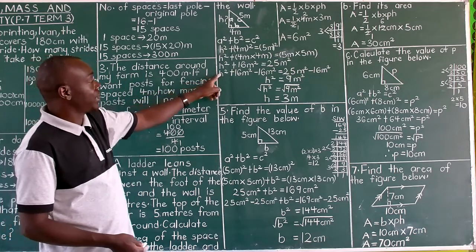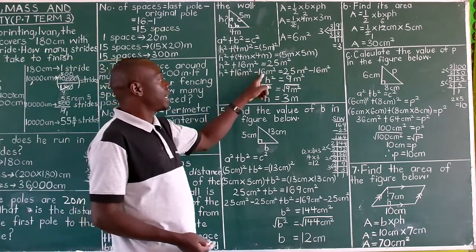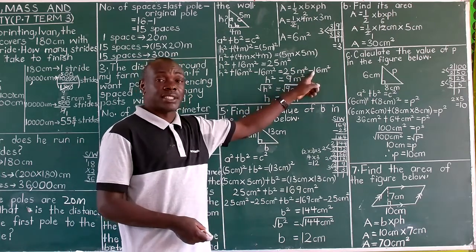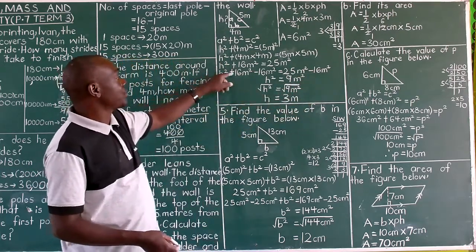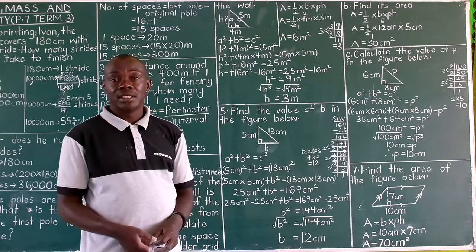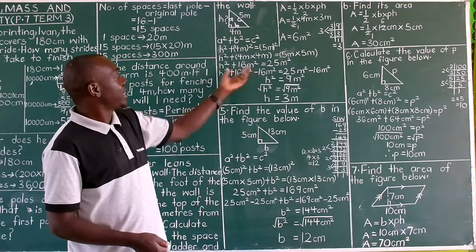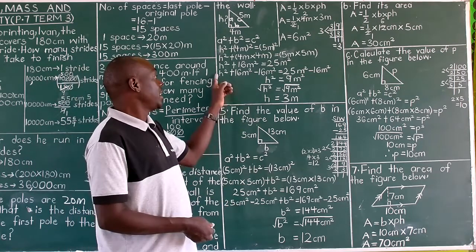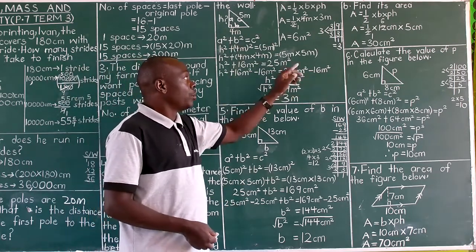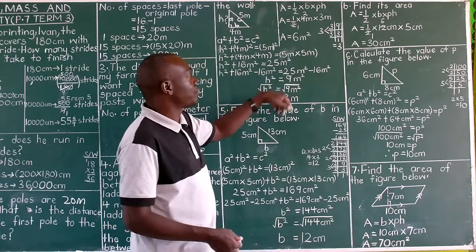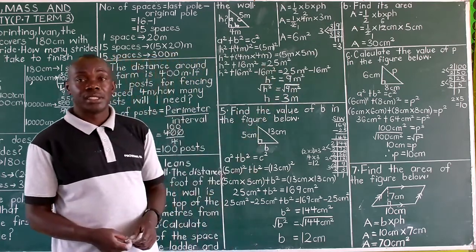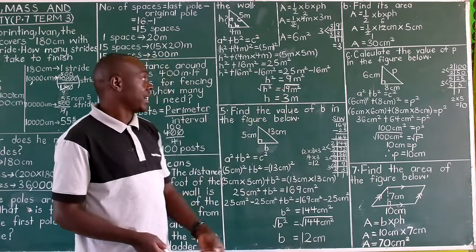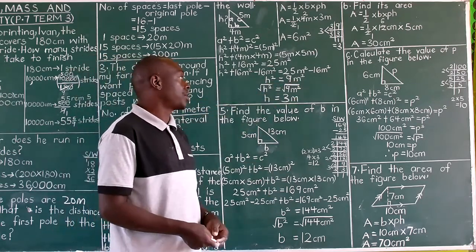We go h squared plus 16 meters squared minus 16 meters squared equals 25 meters squared minus 16 meters squared. So 16 minus 16 is 0, so this side will remain with only h squared. h squared plus 0 is the same as h squared. Then we subtract 16 from 25 arithmetically. Good, you have 9. So h squared is 9 meters squared.